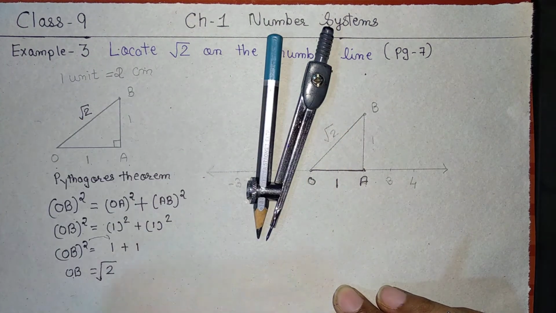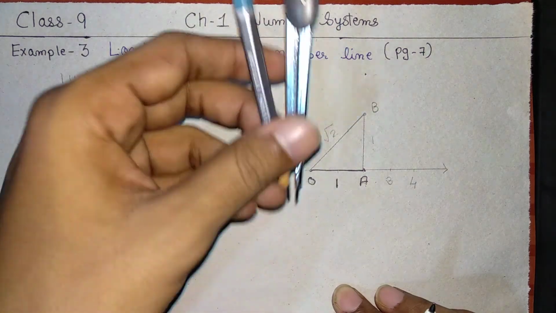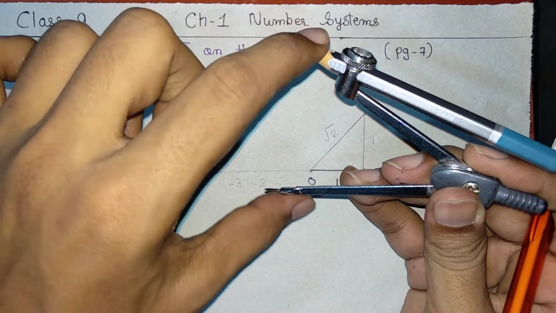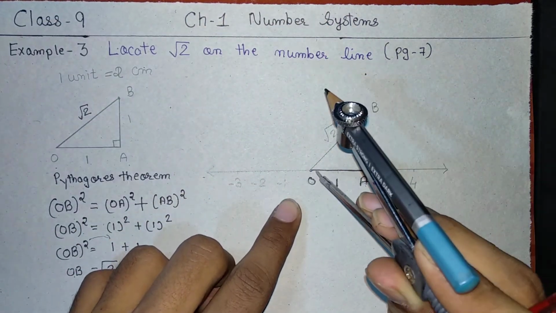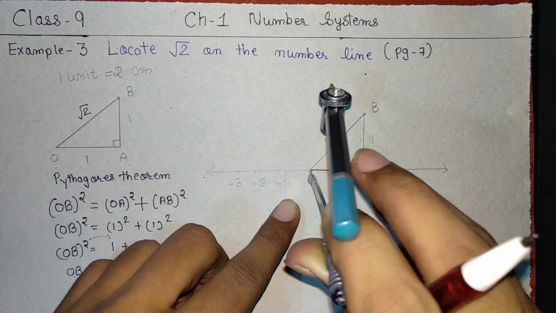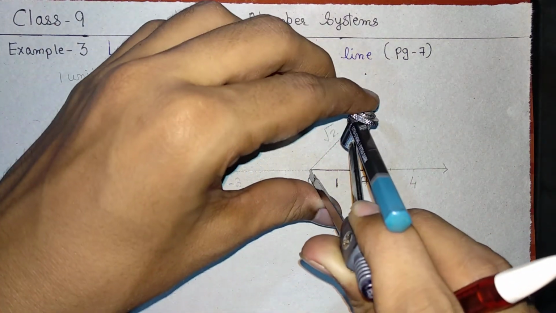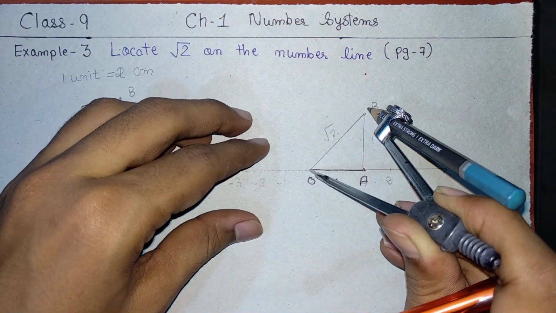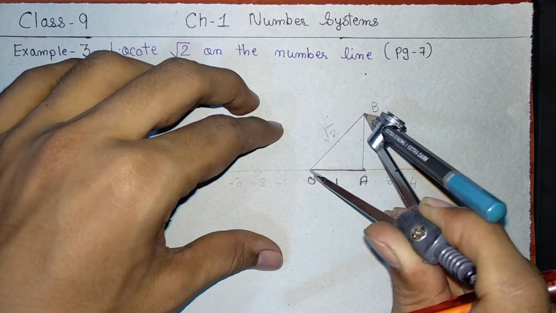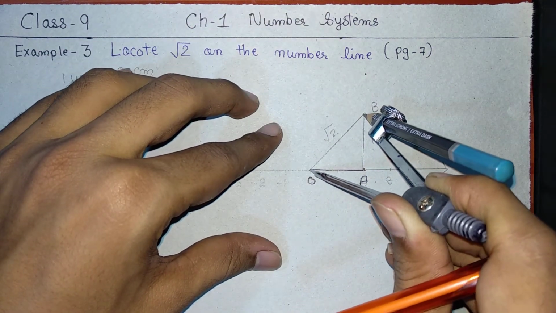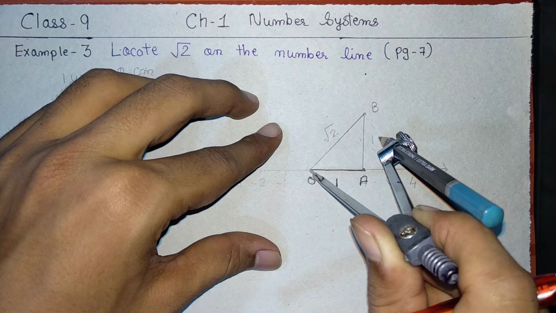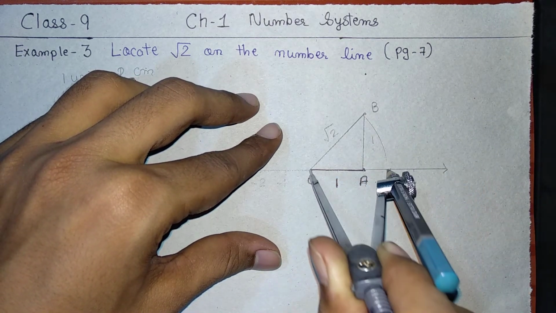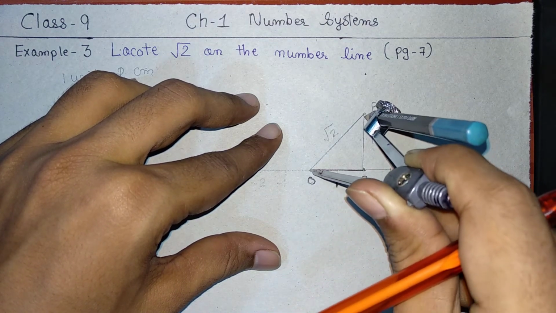We can put root 2 with the help of the compass. Now let us open the compass. We have to point the pointer towards O. We have to put one pointer towards O, and the second pointer, that is the pencil side, towards B. Okay, then we have to join like this, or else we can join directly this. And we have to go up till this number line.